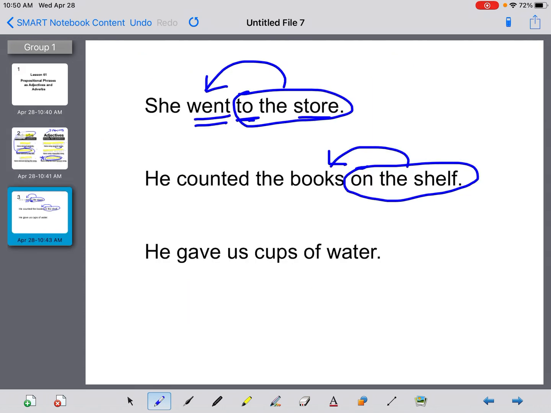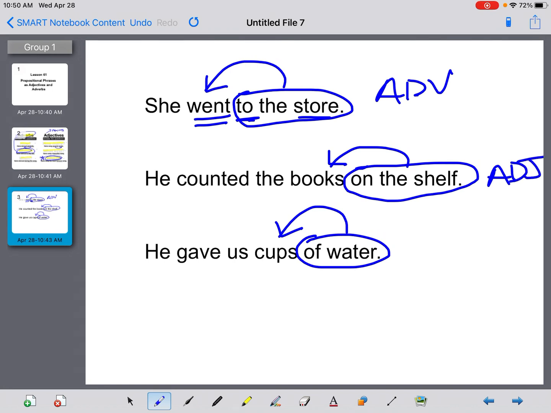All right, one more example. We have a prepositional phrase of water. Now, of water is giving us more information about the cups. He gave us cups of water. And since cups is a noun, it's a thing, then this is an adjective. Okay, so our first example was an adverb. Our second example was an adjective. And our third example was an adjective as well.